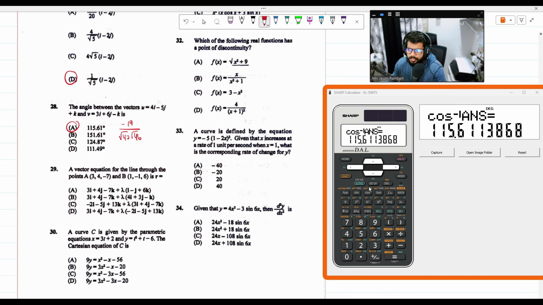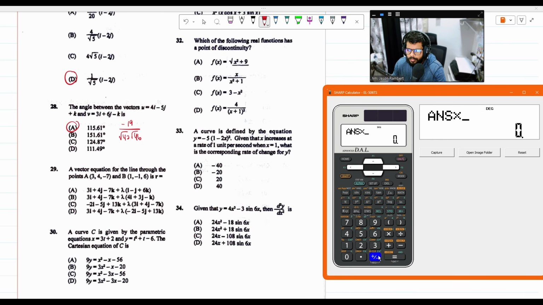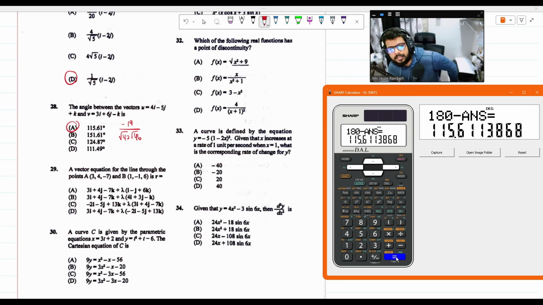Now, I want to check something here. Cosine of the answer is that by minus 1, and cos inverse of that is this. So we got cosine to be negative, which is in quadrant 1 and 2, so 180 take away this is 115.61. Good, so confirming the answer is indeed 115.61.